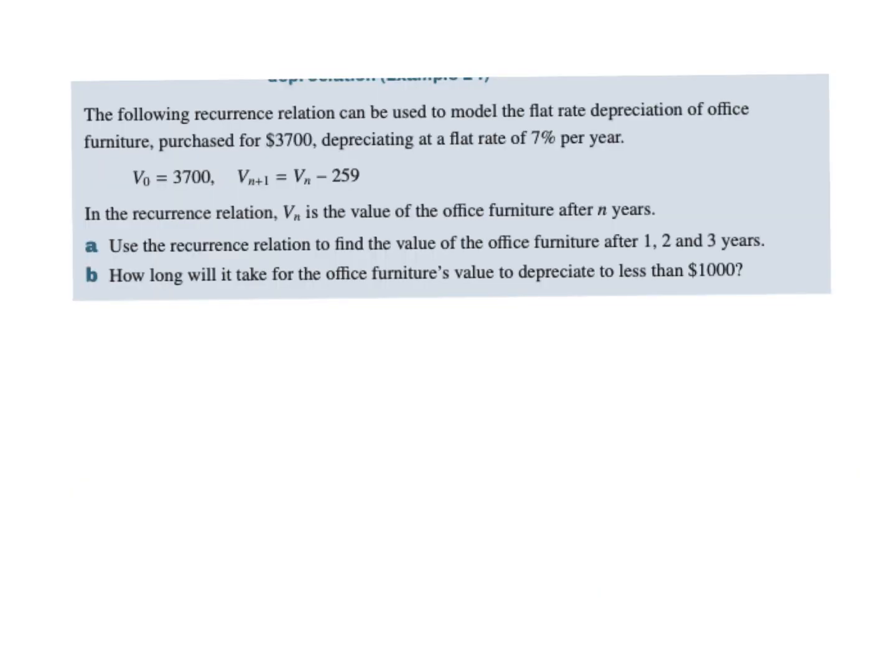Okay, so the following recurrence relation, remember they're telling me it's a recurrence relation because they've written it like this with the V0 and the Vn+1, can be used to model, and remember, always underline this stuff so you know what part of the formula sheet you've got to go to. So it can be modelled by the flat rate depreciation of office furniture purchased for $3,700. So yep, there's our V0, at a flat rate of 7% per annum. If in the recurrence relation, Vn is the value of the furniture after n years, they will always tell you that. They're explaining the letters.